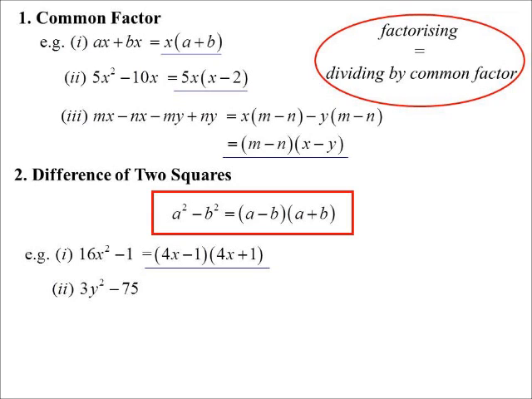So 3y squared minus 75. Hang on, 3 is not something squared, because there's a common factor. Pull the common factor out first. Now you got your difference of 2 squares. There they are.